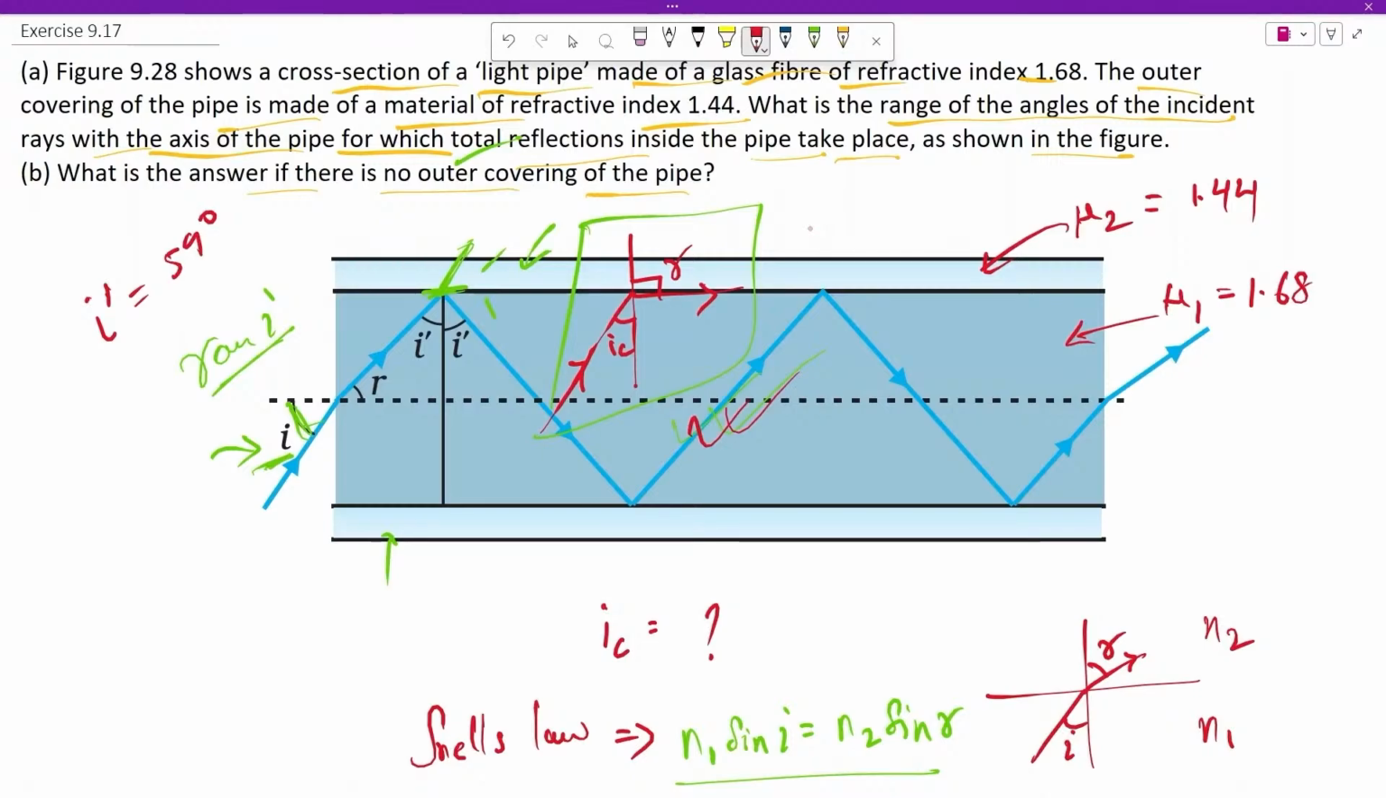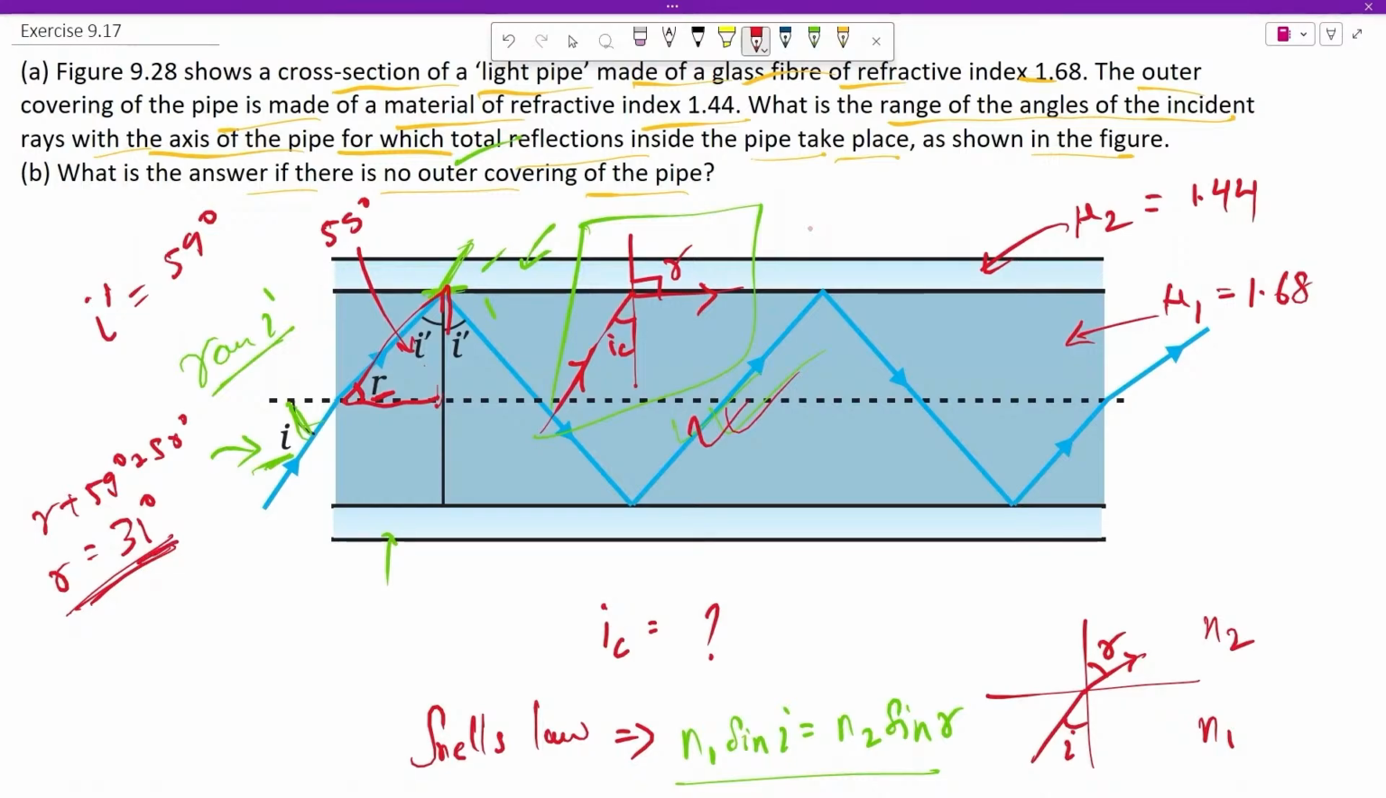Now the minimum value of I dash is 59 degree. So in this triangle we can easily find out what should be the value of R so that total internal reflection takes place. That is, if this angle is 59 degree, then what would be the value of R? So we know that this is a right angle triangle. So I dash plus R must be equal to 90 degree. So R plus 59 degree must be equal to 90 degree. So the value of R must be equal to 31 degree. So the minimum value of I dash should be 59 degree, so the maximum value of R should be 31 degree.